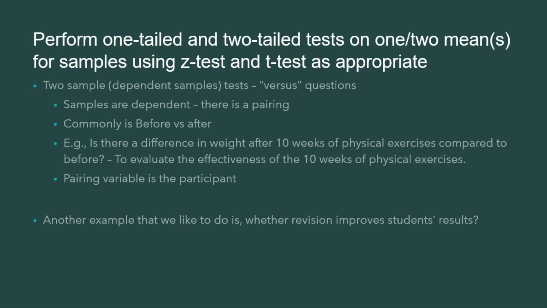For example, you want to evaluate the effectiveness of a 10-week exercise program in terms of weight loss. So you are asking, is there a difference in weight after 10 weeks of physical exercises compared to before? So you take before and after weights of each participant, which implies that the pairing variable is the participant. Another example that we like to do is whether revision improves students' results. How do we do that?